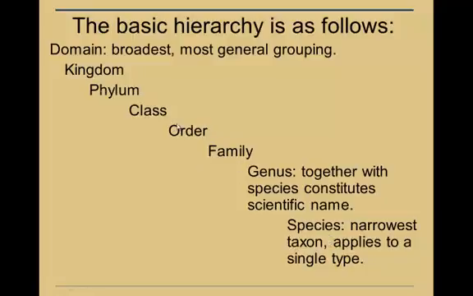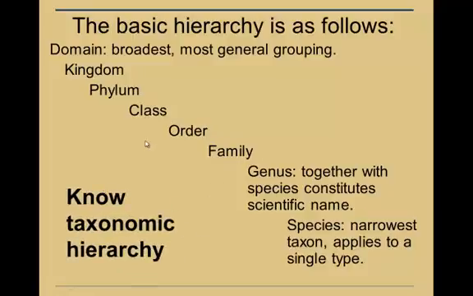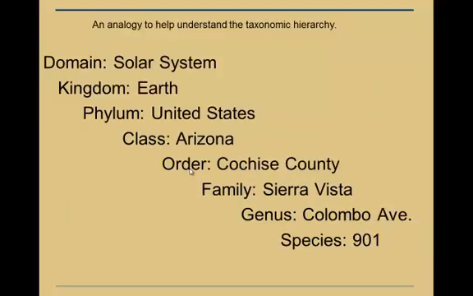And as we go up, for example, one class contains many orders. One order contains many families. One family contains many genera, which is the plural of genus. And one genus can either have one species or it may have many, depending. It just can vary. You definitely do need to know these categories. You need to know domain, kingdom, phylum, class, order, family, genus, species. So you have to come up with some way to remember that.